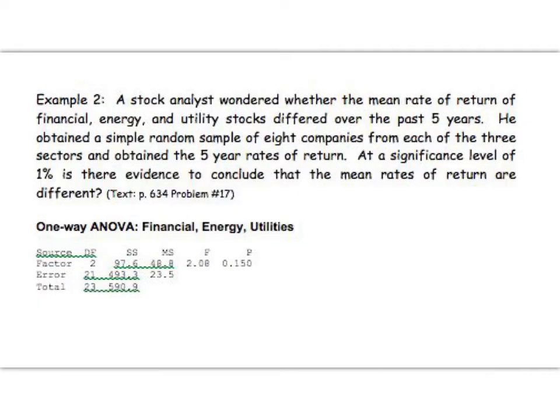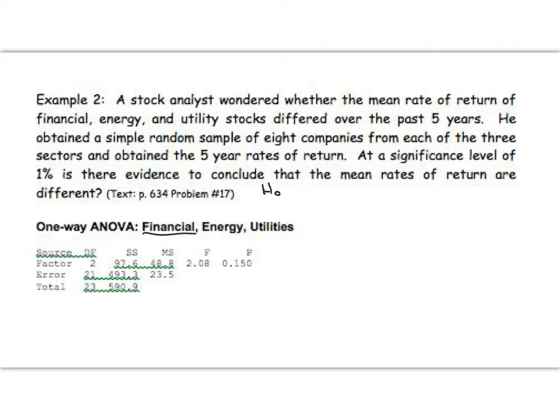Okay, let's go ahead and do another example. This time, how about we start with properly making our null and alternative hypothesis. So, a stock analyst wondered whether the mean rate of return of financial, energy, and utility stocks differed over the past 5 years. He obtained a simple random sample of 8 companies from each of the 3 sectors and obtained the 5-year rates of return. At the significance level of 1%, is there evidence to conclude that the mean rates of return are different?